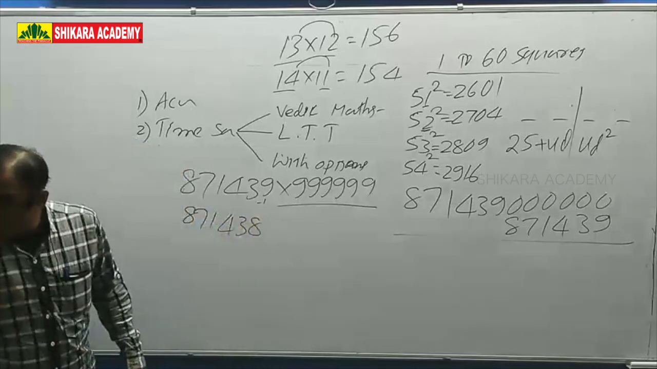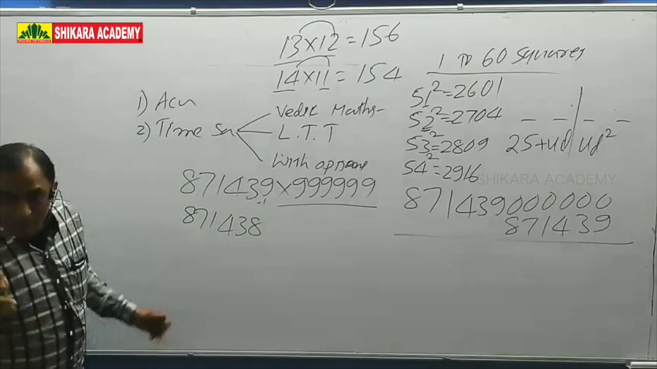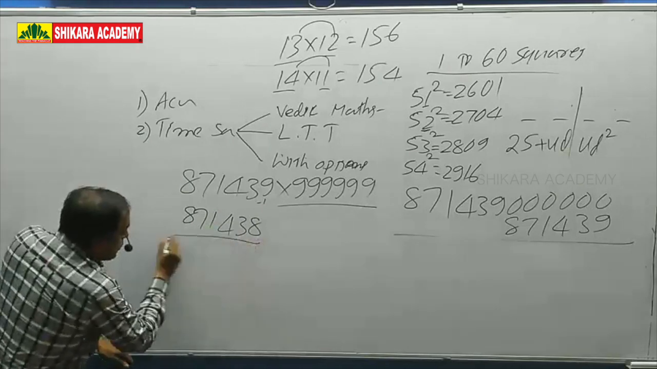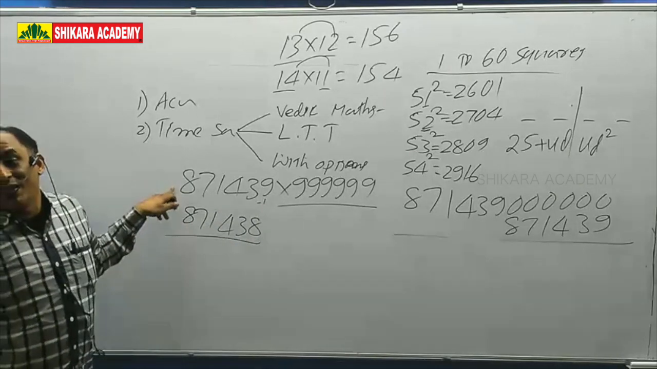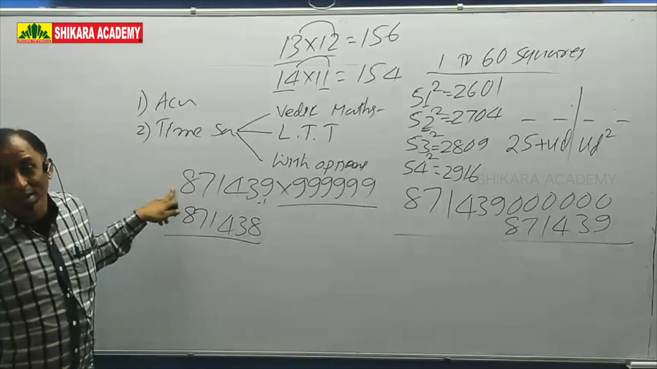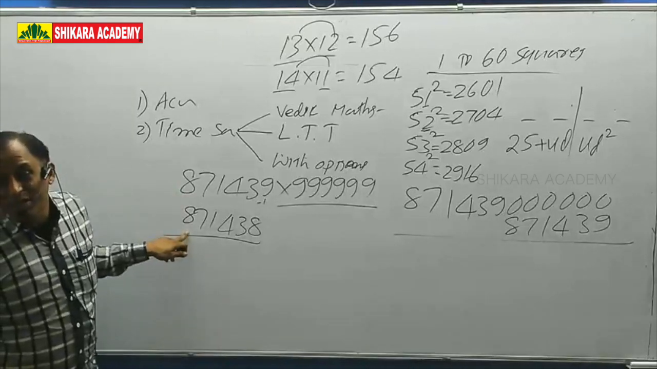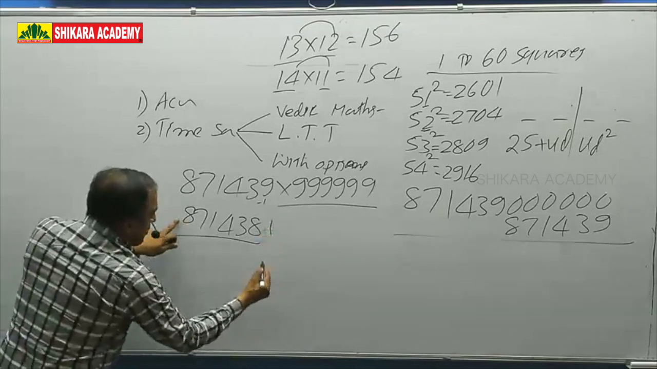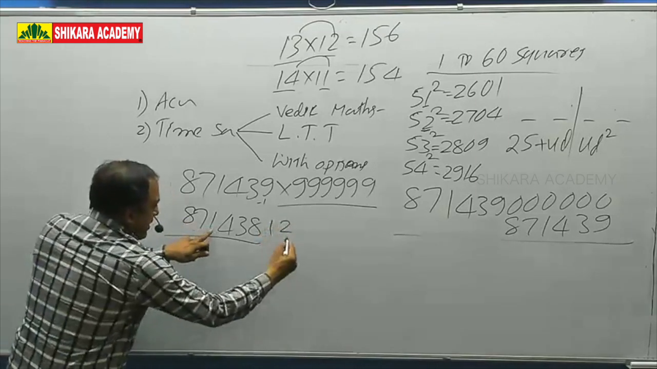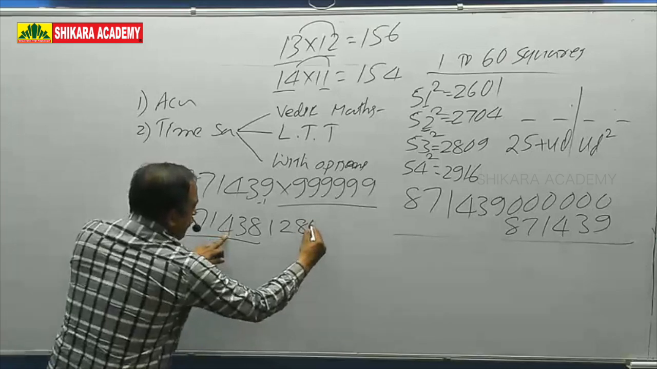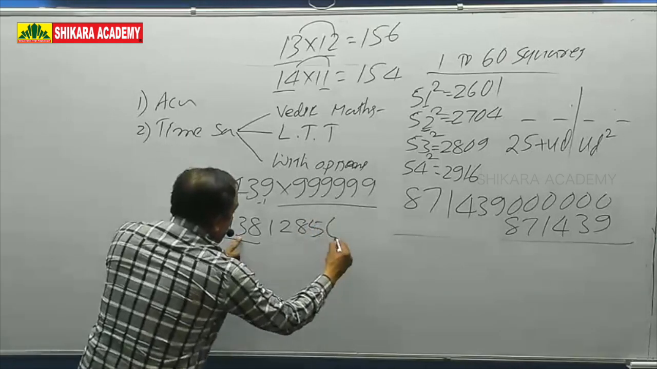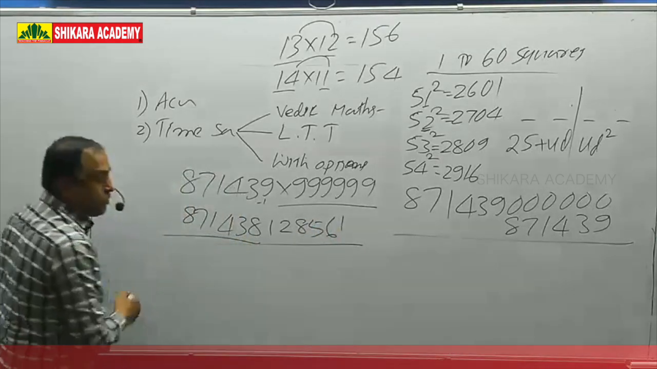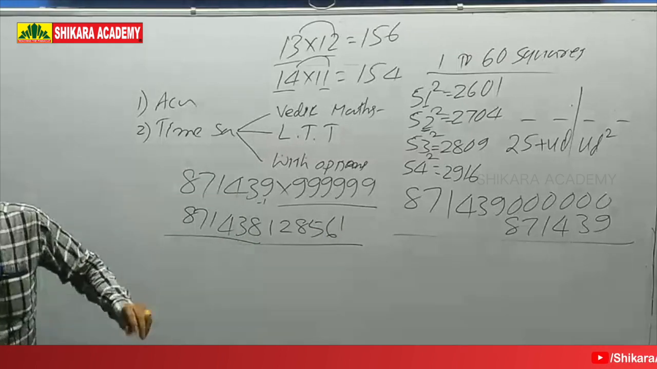Completed, without a break. Now 9 minus each digit of this result, not the given number. 9 minus 8, 1. 9 minus 7, 2. 9 minus 1, 8. 9 minus 4, 5. 9 minus 3, 6. 9 minus 8, 1. This is your answer. Don't do hard work.